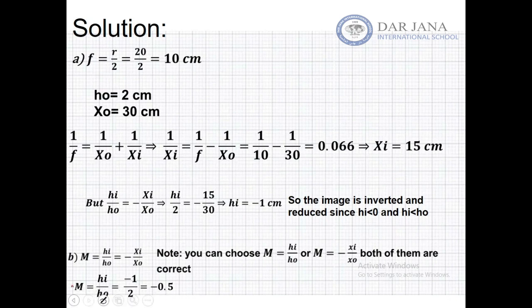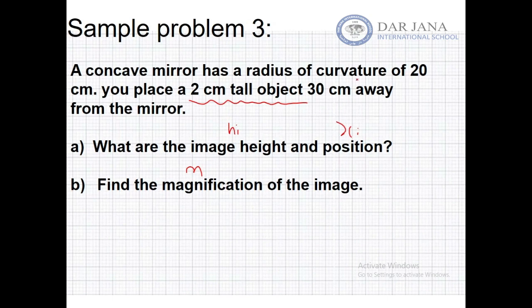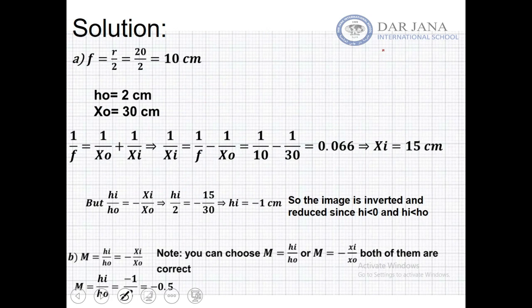In order to find, first of all, the position, which is xi, we need to find what? F. Here the given was what? The given was the radius of curvature, which is this one, 20 centimeters. And this one stands for R. It's not F, it's R, the radius R. And in order to deduce F from the radius, we're simply gonna use this formula: F equals R over 2, which equals 20 over 2, which is equal to 10 centimeters.